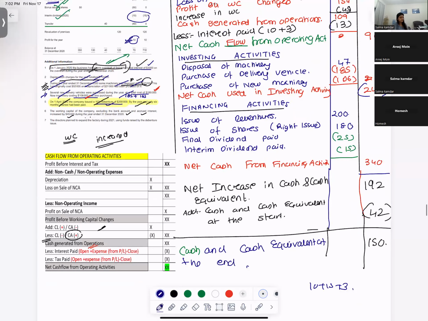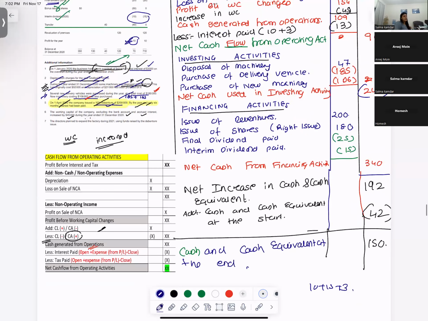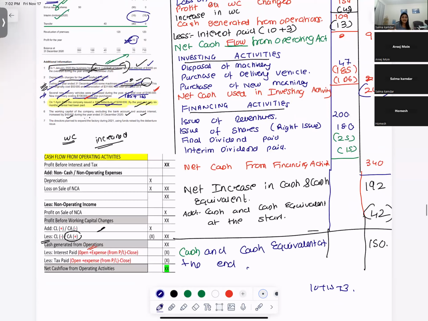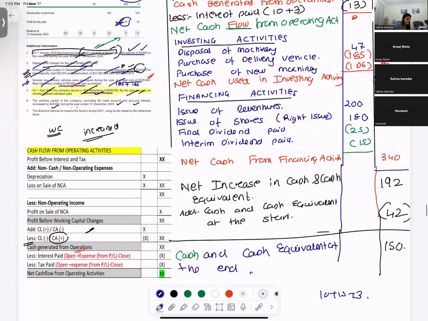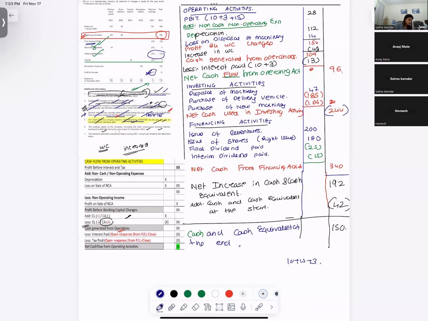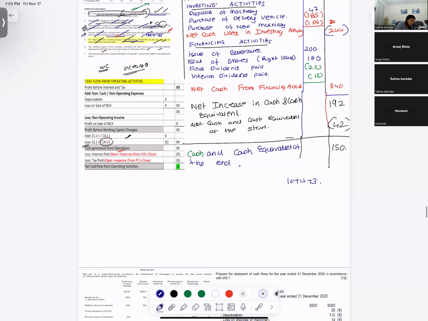Yes. Miss, you need to be very alert. You need to write the headings and see each and everything and see which activity it will go to. So you got this. Come on.